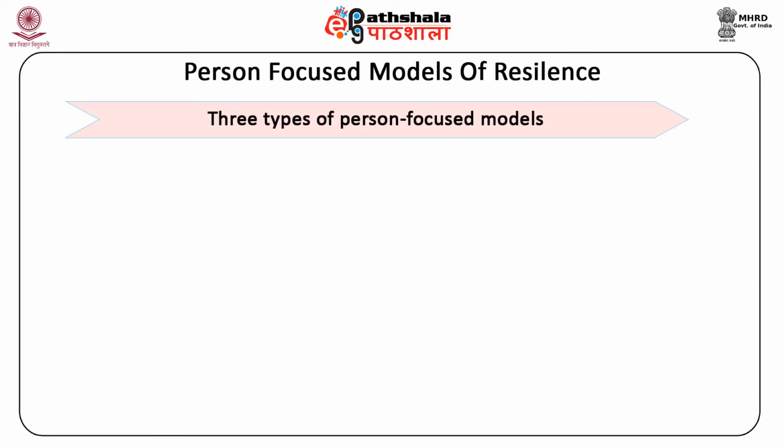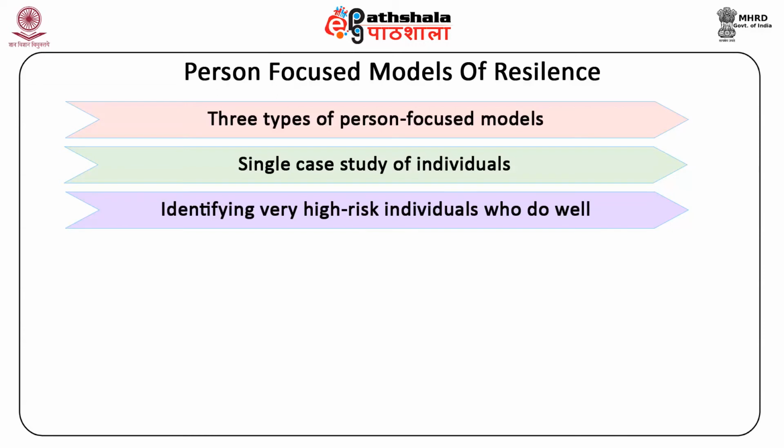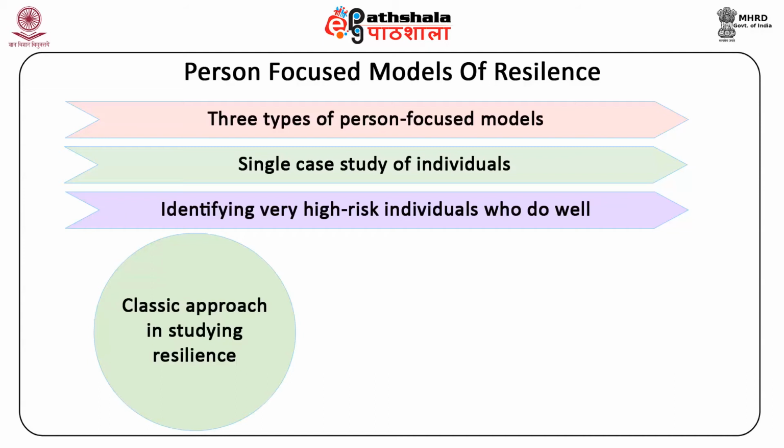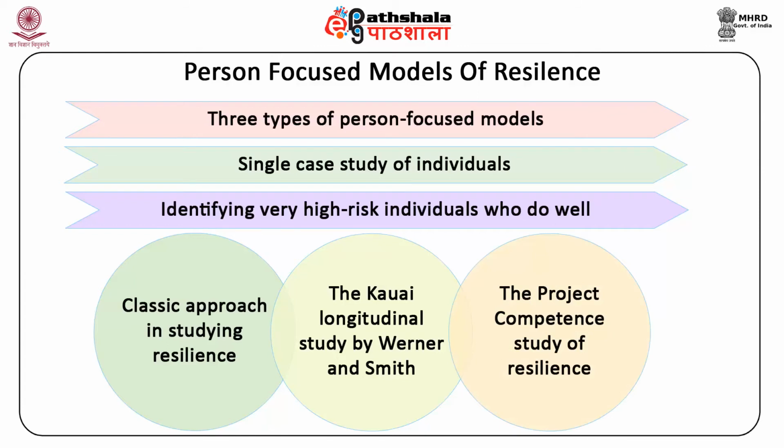Three types of person-focused models are very important in resilience research. One model derives from the single case study of individuals. The second model is based on identifying very high-risk individuals who do well. This is a classic approach in studying resilience, influenced by the most important longitudinal study of resilience, the quasi-longitudinal study by Werner and Smith. Full diagnostic models of resilience classify children on the two major aspects of individual lives, good outcomes and adversity or risk.